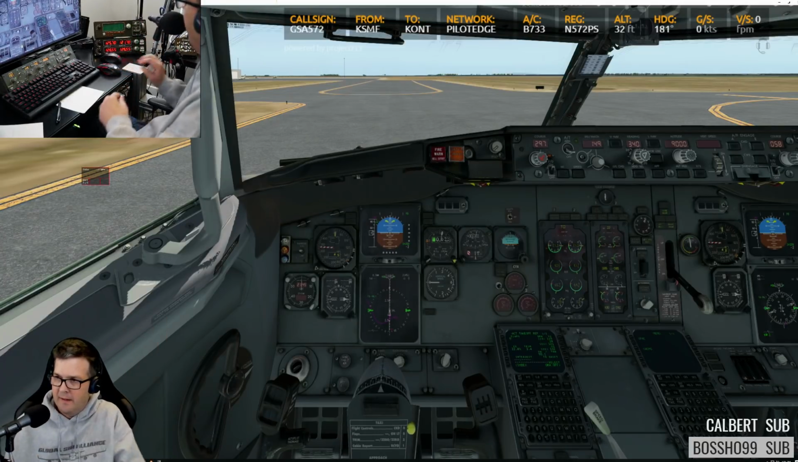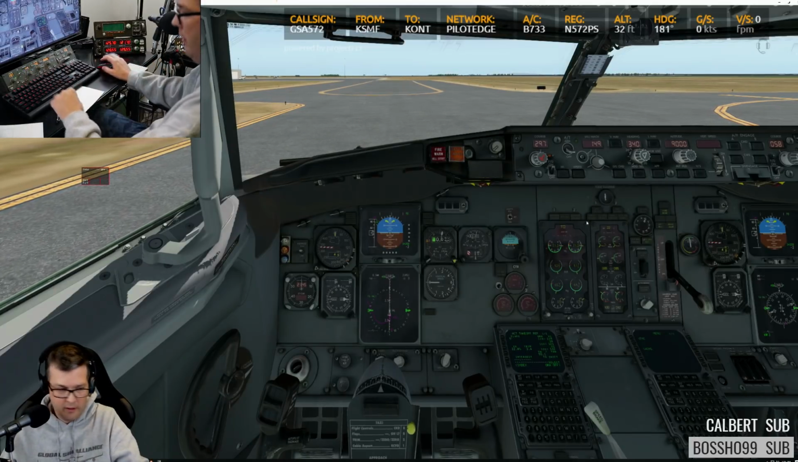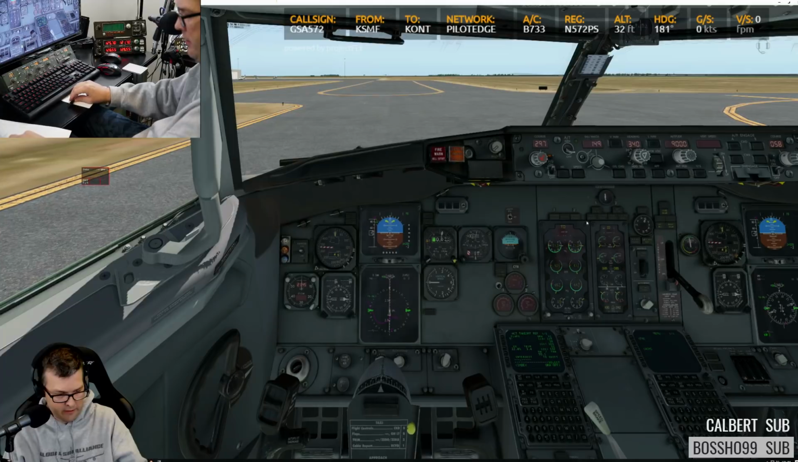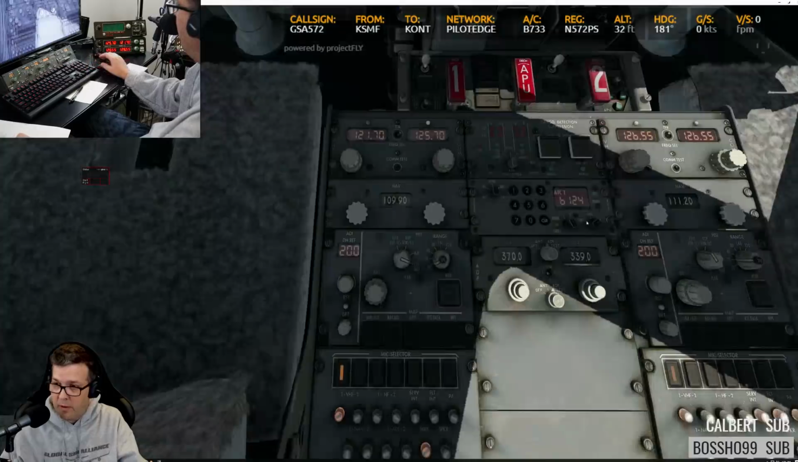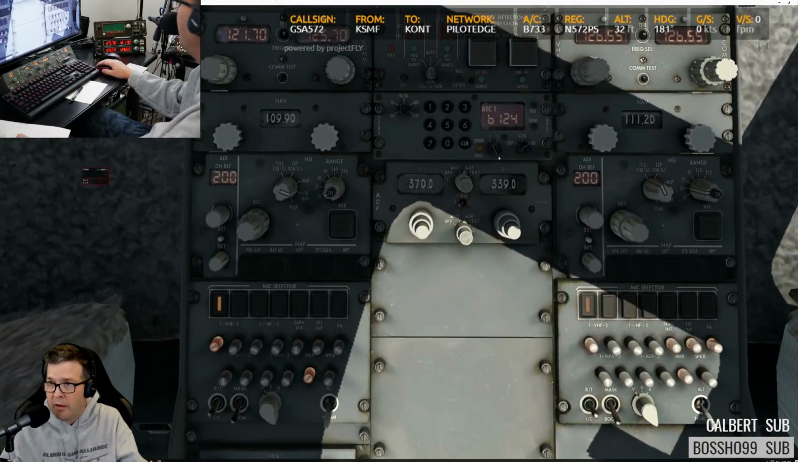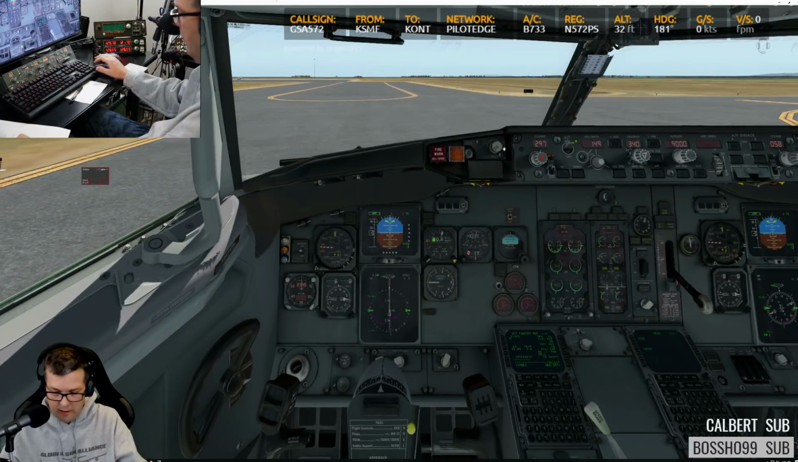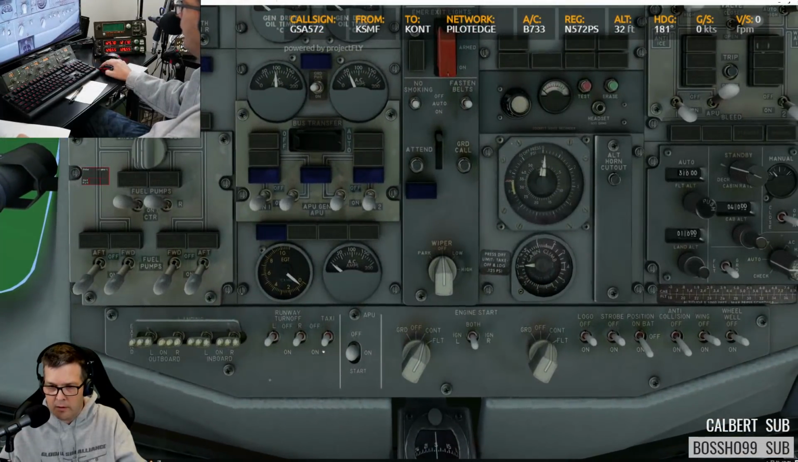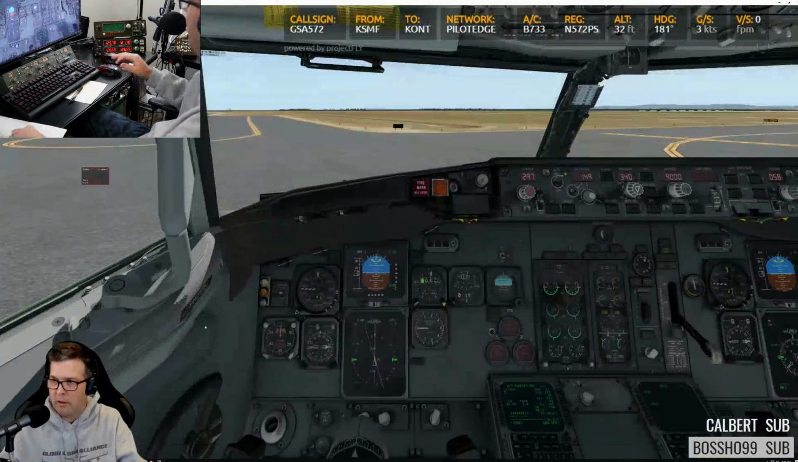Thanks. All right, let's taxi up to the runway. All right, let's get ready for takeoff. Let's do auto throttle on. Transponder TARA is set, and taxi light can come off. Landing lights can come on. I think we're good to go.